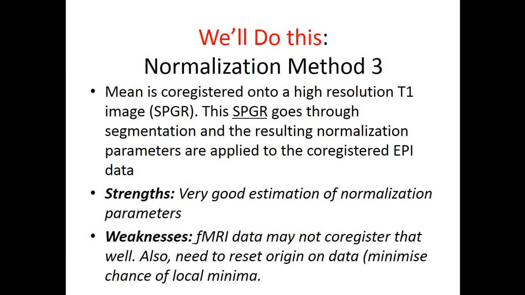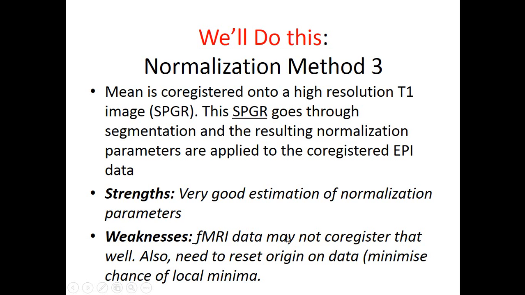We use normalize method number 3, which is unified segmentation. The structural image, the SPGR in this case, goes through segmentation, and the resulting normalization parameters are applied to the co-registered EPI data. The strengths are you get a very good estimate of normalization parameters because the structure is segmented into grey-white tissue classes, and that constrains the local warping.